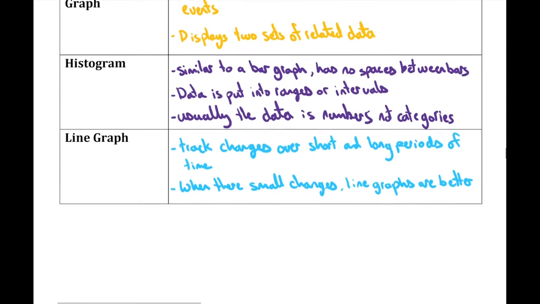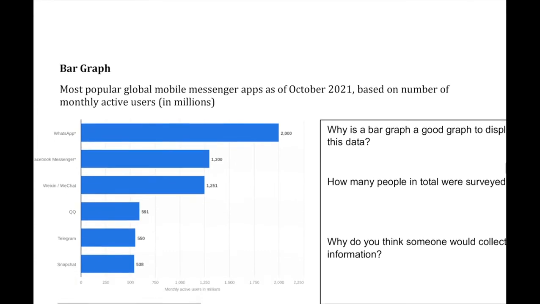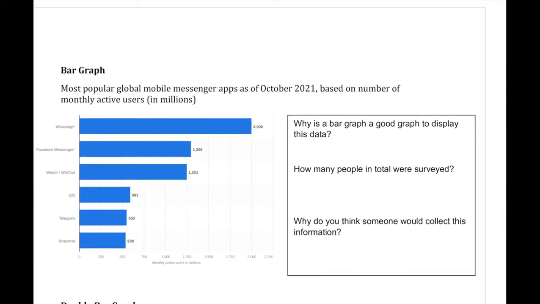We're going to be going through and again looking at similar or different types of each one. So we have our bar graph: most popular global messenger apps as of October 2021, based on the number of monthly active users in millions. We have WhatsApp, Facebook Messenger, WeChat, QQ, Telegram, Snapchat, and then millions of users. So why is a bar graph a good graph to display this data? Well, because we're comparing different categories. We're looking at all the different messenger apps.